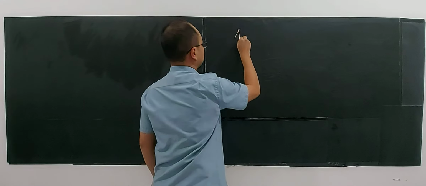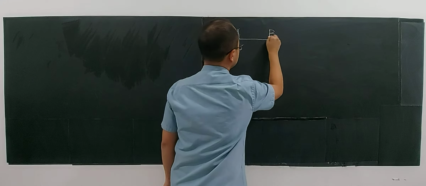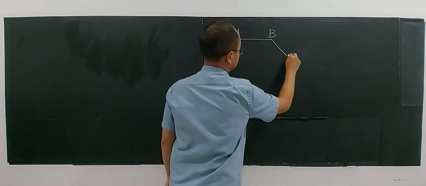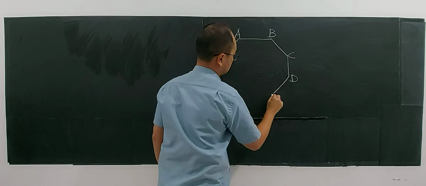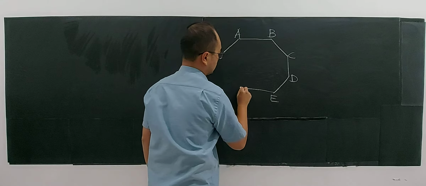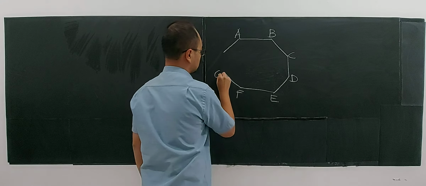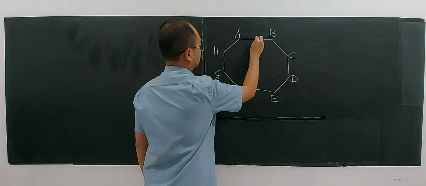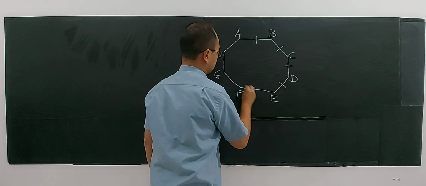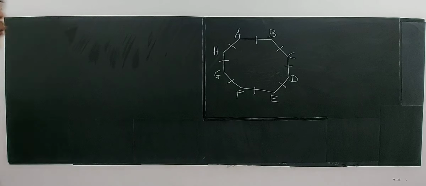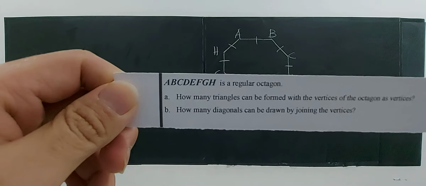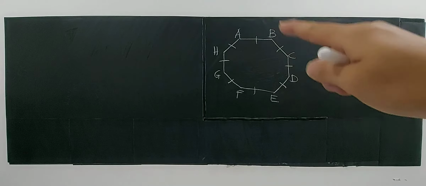So let's draw the octagon. We have 8 sides: A, B, C, D, E, F, G, H. 1, 2, 3, 4, 5, 6, 7, 8. We have 8 equal-length sides. An octagon has 8 vertices: 1, 2, 3, 4, 5, 6, 7, 8. So we have 8 vertices here.